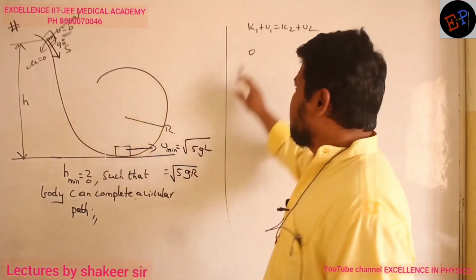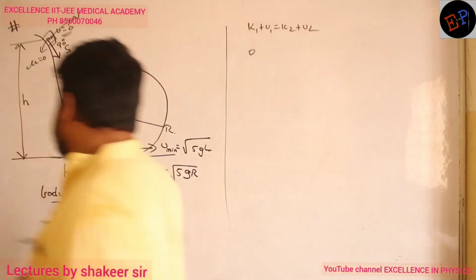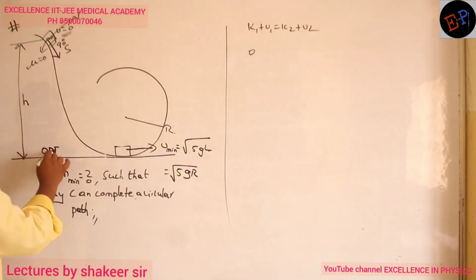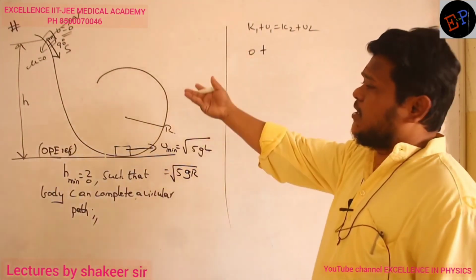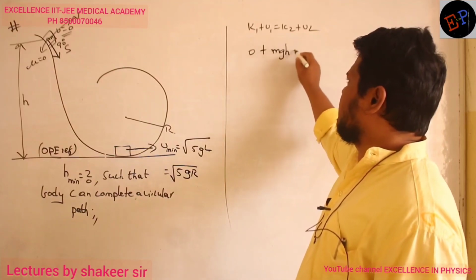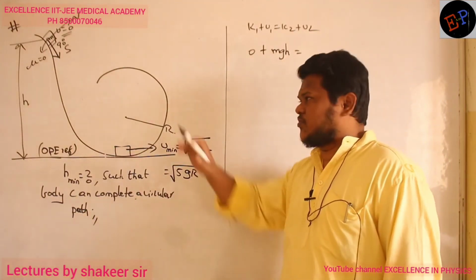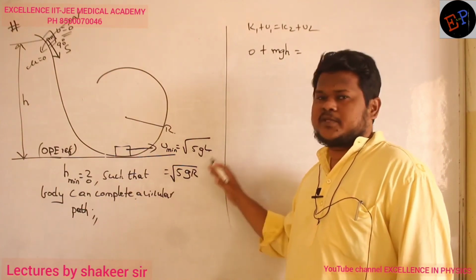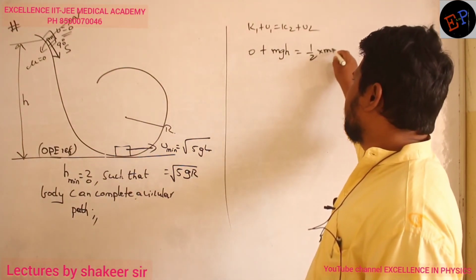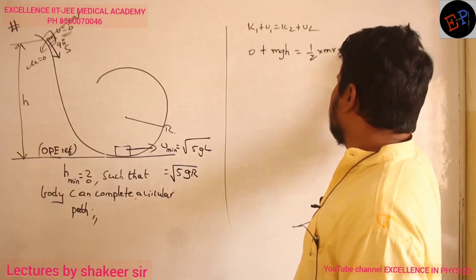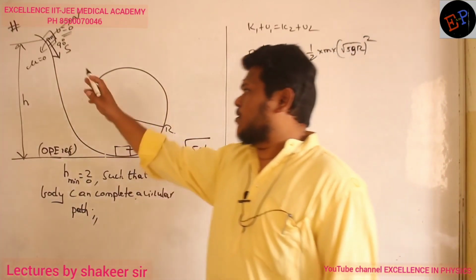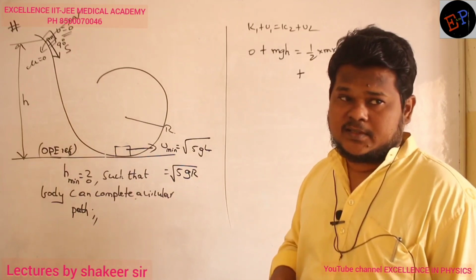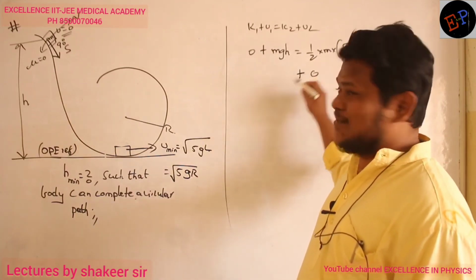Initially it was at rest, no? Initial potential energy depends on the reference. Which reference shall I take? I will take the bottommost position as the zero potential energy reference. Clear, no? So initial potential energy is mgh. Height I don't know. Final kinetic energy: root 5gr should be the velocity, so kinetic energy is half m v squared, that is half m times root 5gr whole squared. Final potential energy, when the body reaches this position, is 0.